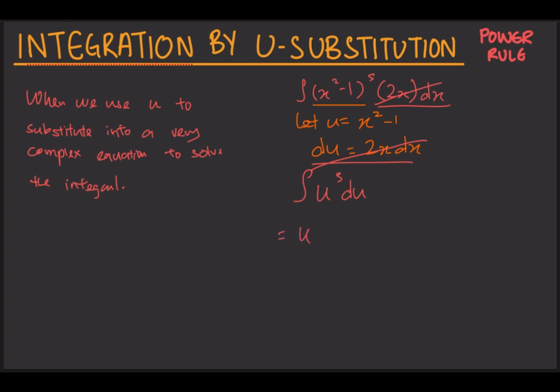So we get U power 6 divided by 6 plus c, right? And then always remember to substitute it back. So U power 6 equals x squared minus 1 power 6 divided by 6 plus c, and that is your final answer. Now let us move on to more complex equations.